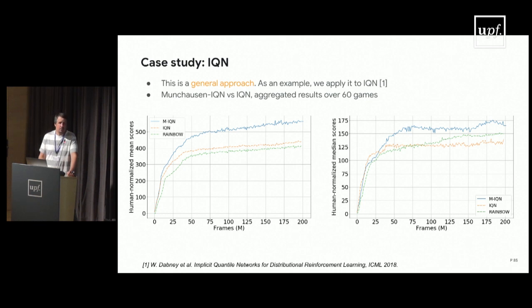The nice thing is that you can also improve other variants of DQN, for example IQN, which stands for implicit quantile networks. IQN is a distributional reinforcement learning approach. I don't know if you had a course about it, but it's quite orthogonal to what I talked about so far. And you can add the Munchausen trick to this IQN. It's the same thing. Basically, you add the alpha log pi to the policy, and it works better.